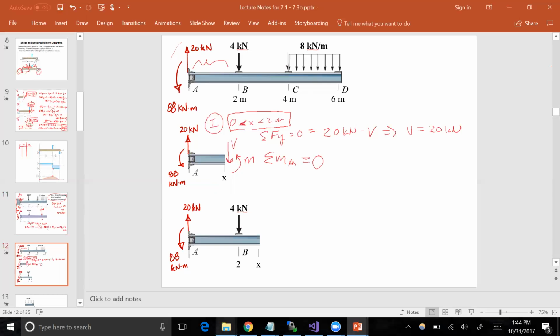The sum of the moments at A has to equal 0 again, right? Well, we've got our 88 reaction moment applied already at that point. And what else is going to give us a moment? Of course, you'll say minus Vx. We've done this already so many times, right? Minus V times x. And what's another moment at A? Plus M. So solving for M, we have minus 88 plus V times x. Well, what's V? V is 20, so it's going to be plus 20x.